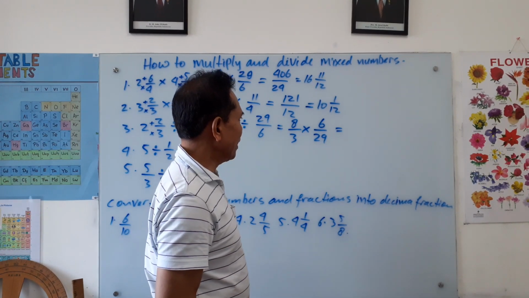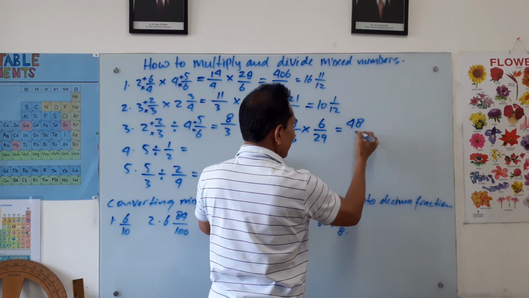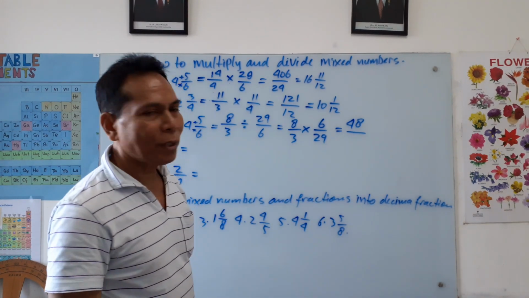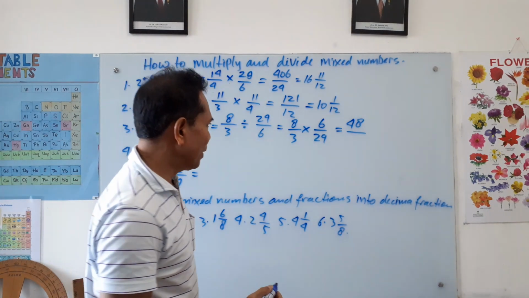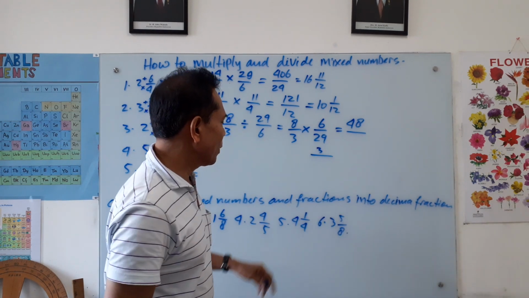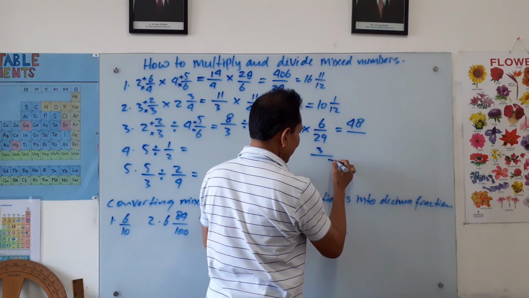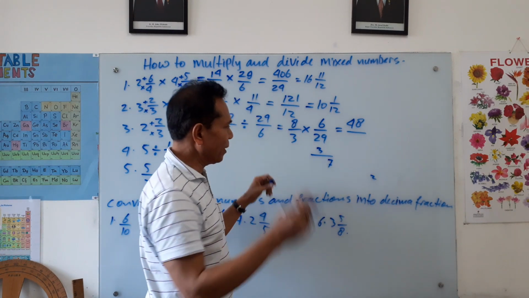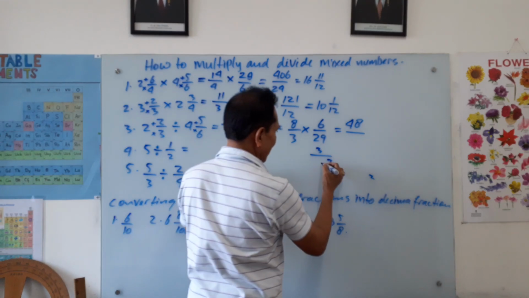8 times 6, okay? 8 times 6 is 48. Now 3 times 29. You want to do it manually? We can. So we put 3 here. Okay? 3 times 9, 27. So you write 7 here, you put 2 here. Keep it in mind. 3 times 2 is 6. 6 plus 2 is 8.